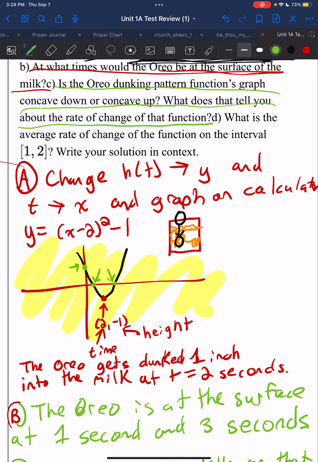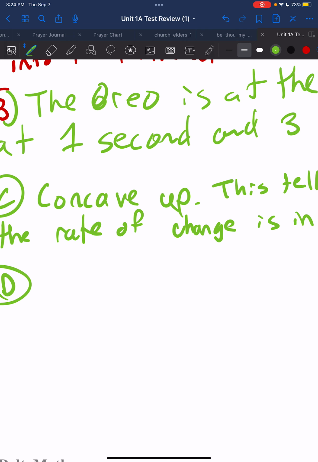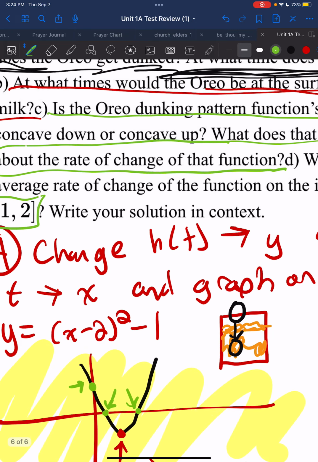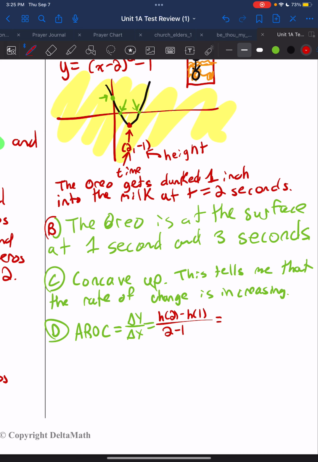What is the average rate of change of the function for the interval [1, 2]? So write your solution in context. So my average rate of change is delta y over delta x, from 1 to 2. So f, or I guess in this case, my function is h. So I should write h of 2. My bad. h of 2 minus h of 1 over 2 minus 1. You can plug it in. So plug into my function value here.